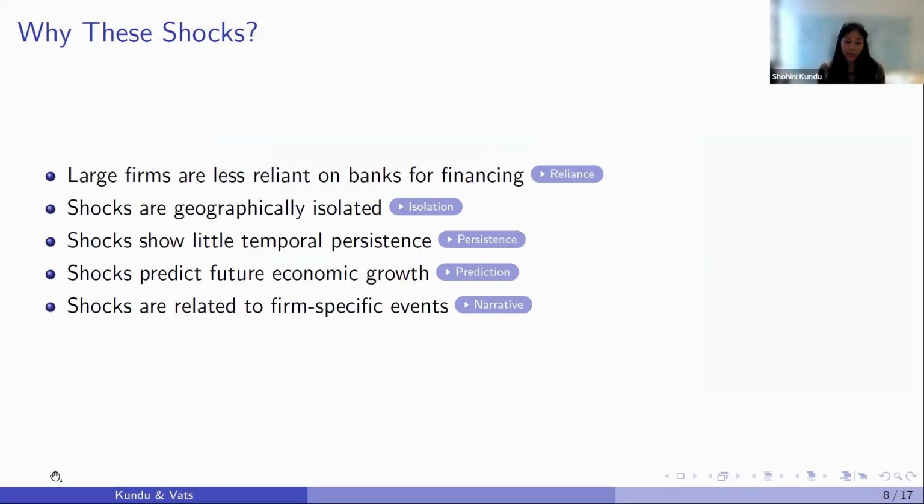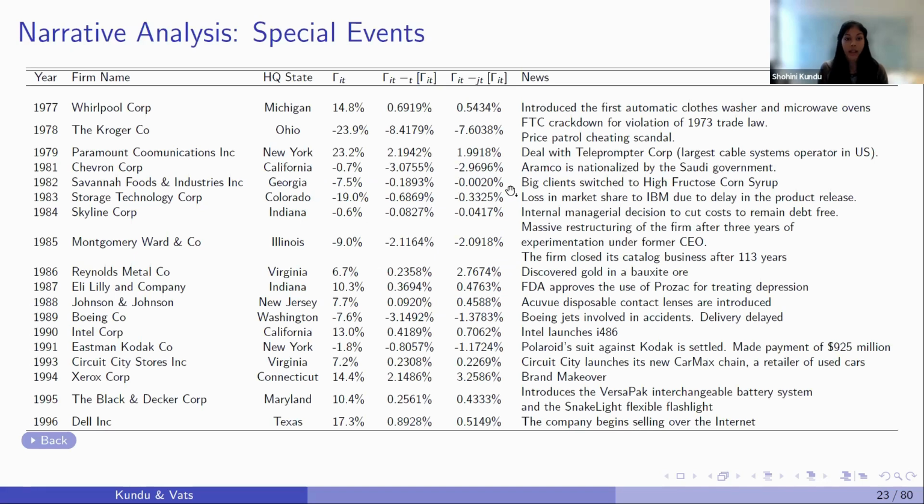And then lastly, there's a major concern that maybe we're actually not capturing idiosyncratic shocks, but we're capturing shocks that can also affect bank capital. So we conduct a narrative analysis, and we find that these shocks are related to firm-specific events. For example, Whirlpool experienced a large positive shock in 1977 after they introduced the first automatic clothes washer and microwave ovens. Intel experienced a positive shock in 1990 when they launched a new microprocessor.